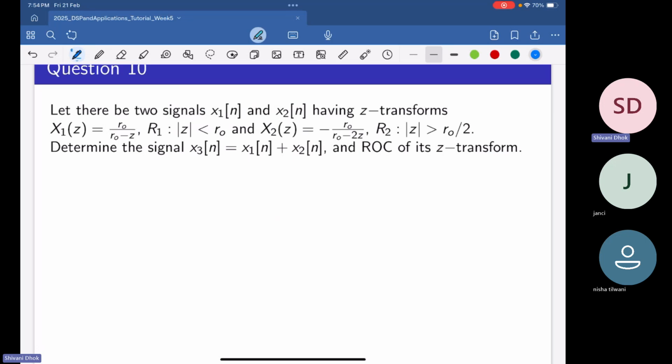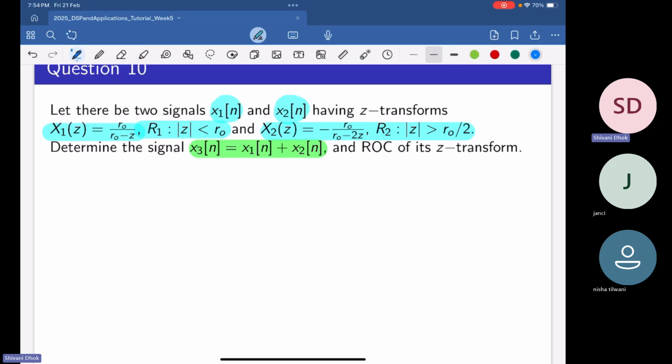What is given to us is, let there be two signals, x1 of n and x2 of n, having z transforms x1 of z equal to r0 upon r0 minus z, with region of convergence r1, which is magnitude of z less than r0, and x2 of z as minus r0 by r0 minus 2z with magnitude of z greater than r0 by 2. We want to determine the signal x3 of n, which is x1 of n plus x2 of n, and we need to figure out the ROC of this signal.